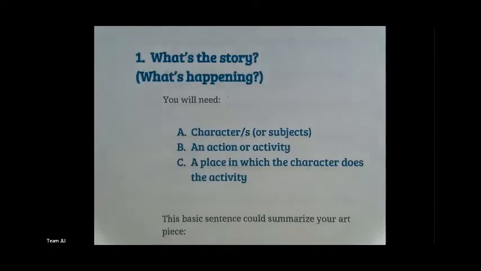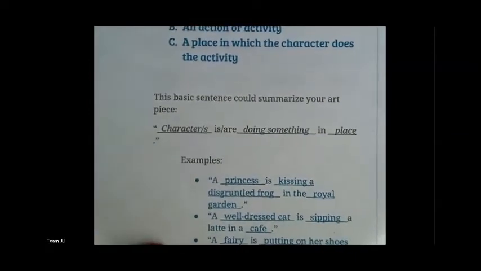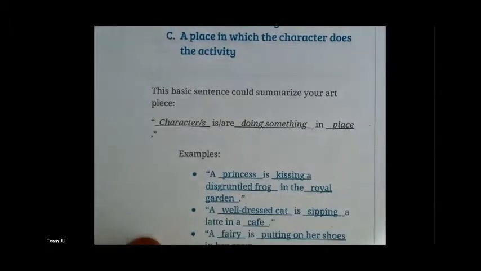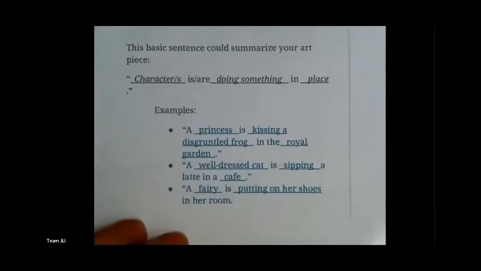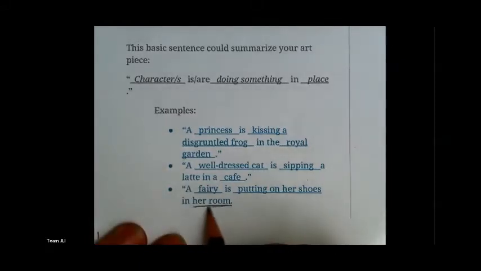The basic sentence that could summarize your art piece is that your characters is or are doing something in a place. Examples: a princess is kissing a disgruntled frog in a royal garden, or a well-dressed cat is sipping a latte in a cafe, or a fairy is putting on shoes in her room. That's important there, I didn't underline it.